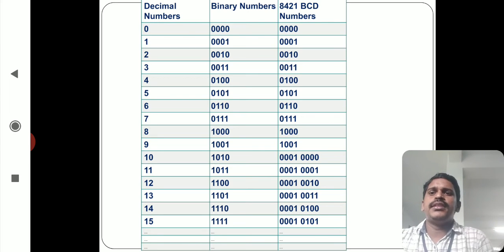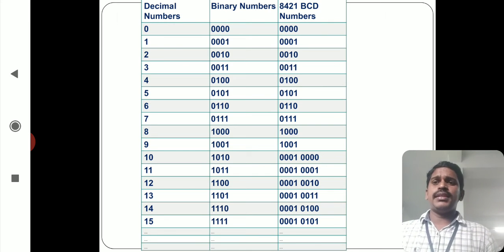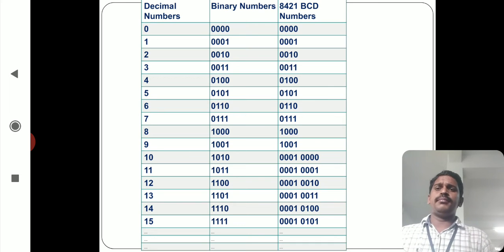You can observe the values 0 to 9 are the same in binary and in the BCD code, because we represent 0 to 9 as single digits. That is the reason we represent them in BCD code as single digits separately. Hence 0 to 9 is the same in binary and BCD. After 9 comes the value 10, which is equal to 1010 in binary numbers.